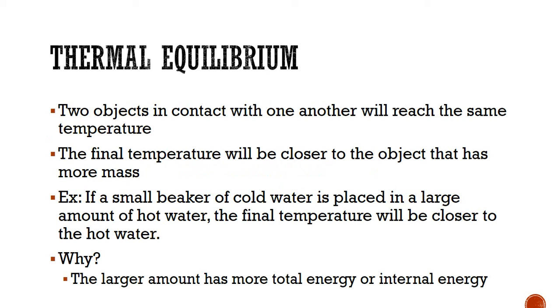In thermal equilibrium, two objects in contact with one another will reach the same temperature. The final temperature will be closer to the object that has more mass. If a small beaker, so this is not in your notes, you don't write this down, if a small beaker of cold water is placed in a large amount of hot water, the final temperature will be closer to the hot water. Why? Because the larger amount has more total energy, or internal energy, so it has more to share.